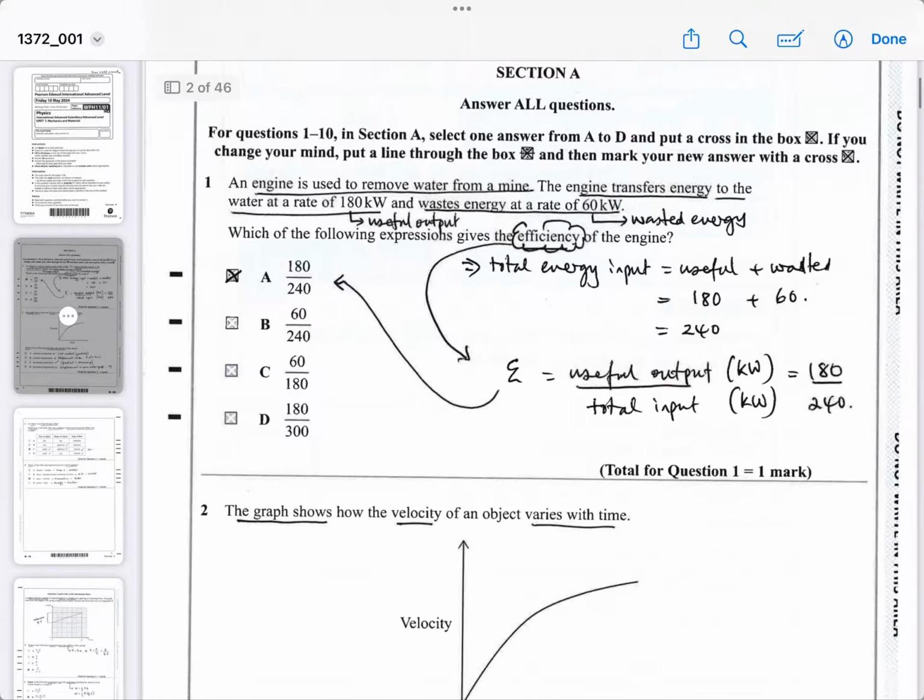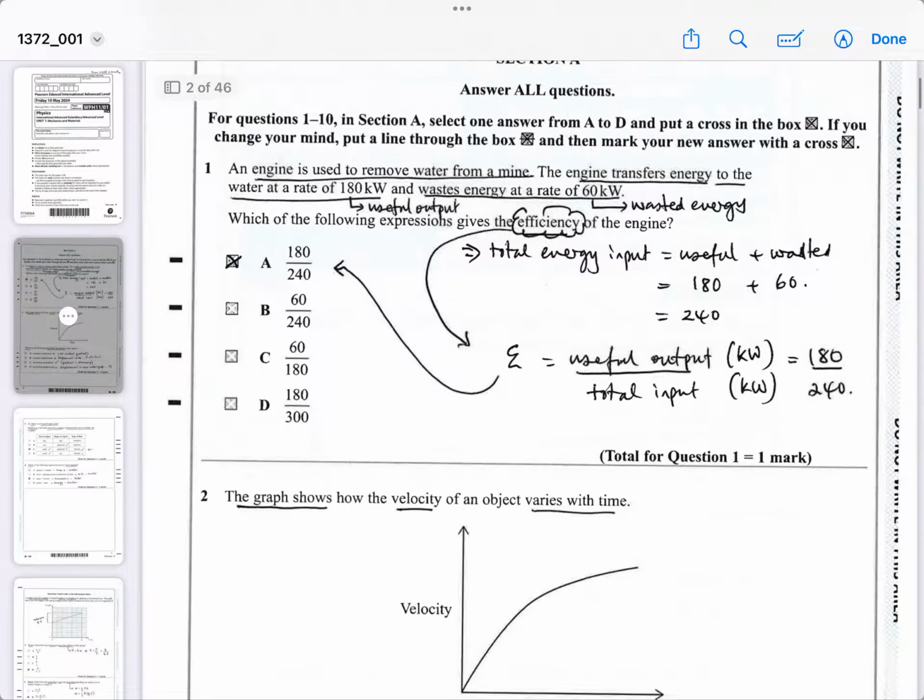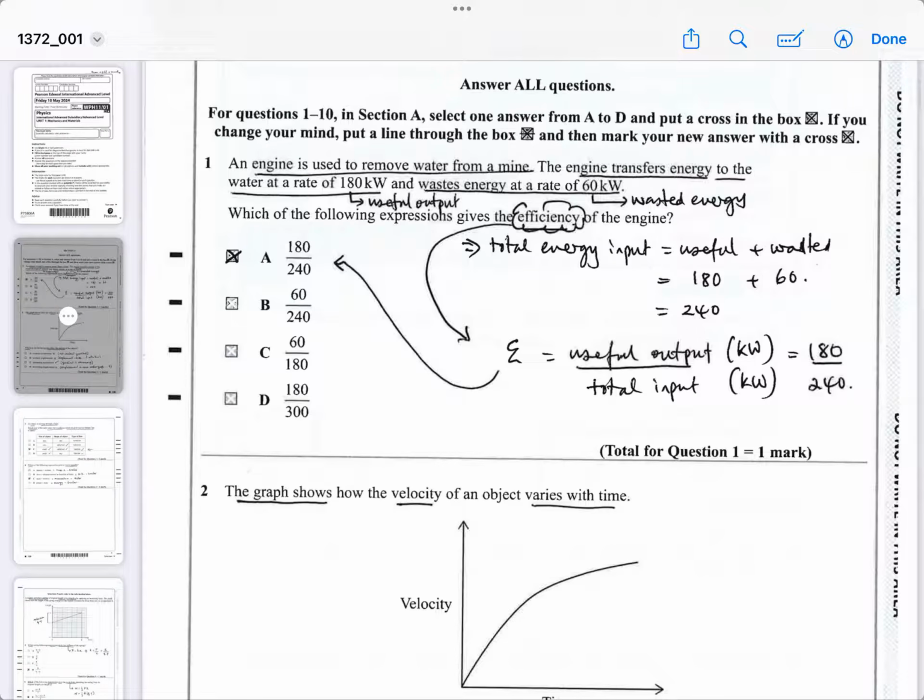Okay, section A is a multiple choice, 10 questions. So this question is about an engine used to remove water from a mine. So it must be some kind of pump. The engine transfers energy to the water at a rate of 180 kilowatts. Okay, so that's the useful output, and wastes energy at a rate of 60 kilowatts. So the total energy input must be 240 kilowatts because it's useful plus wasted.